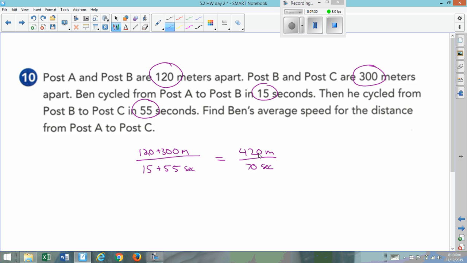Well, we really don't care because we know that we can slash these zeros out, divide them both by 10. Now, how many times does 7 go into 420? Well, it makes it a lot easier. He's traveling at 6 meters per second. Again, to find the average speed, you have to take the total distance traveled divided by the total amount of time that it took.